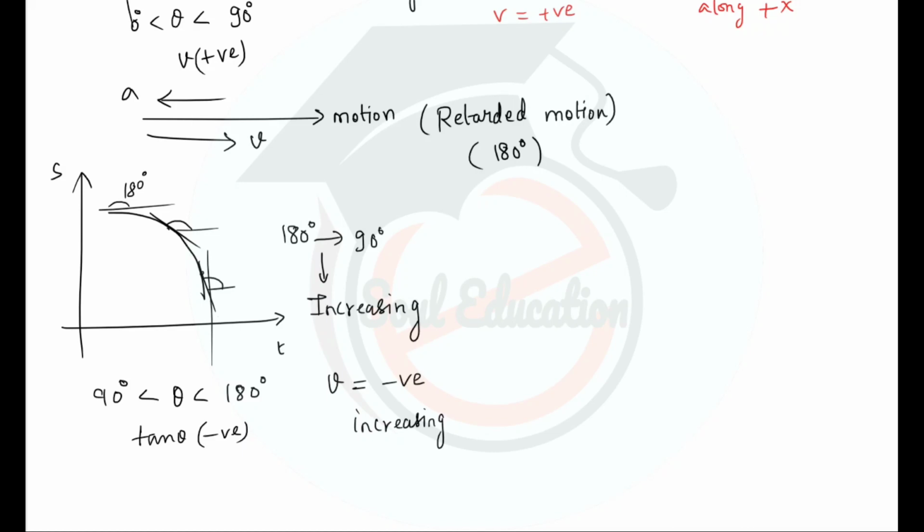Now diagrammatically, notice the motion is in the negative x direction. Motion is negative because velocity is negative. Velocity is in whichever direction the motion is, so the velocity is in the negative x direction. What about my acceleration? Acceleration is negative here. Why is it negative? The graph opens downward, so it is also in the negative x direction.